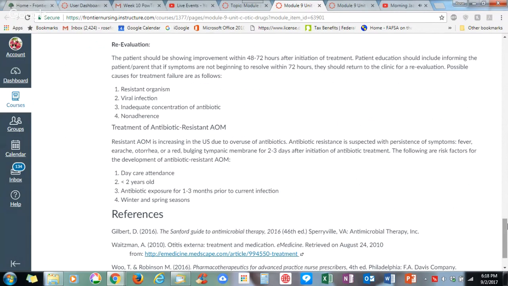The following are risk factors for the development of antibiotic-resistant acute otitis media. 1. Daycare attendance. 2. Less than 2 years old. 3. Antibiotic exposure for 1 to 3 months prior to current infection. And 4. Winter and spring seasons.